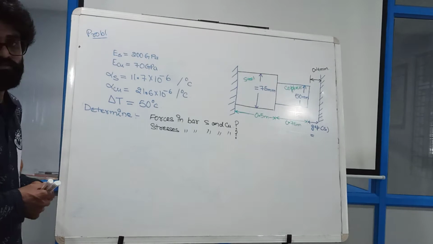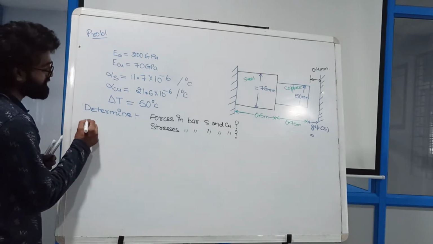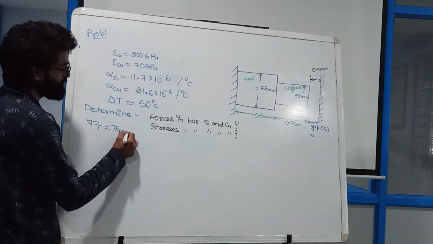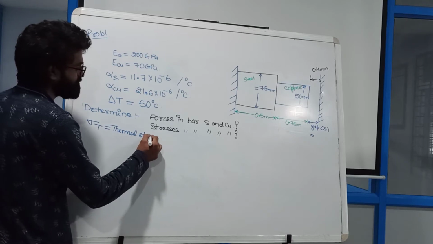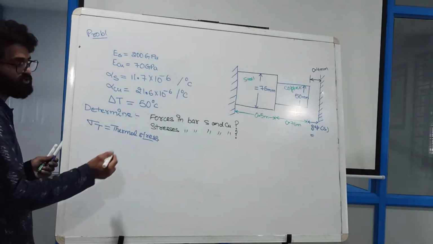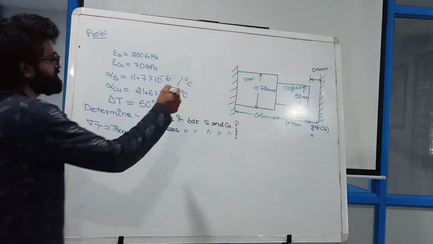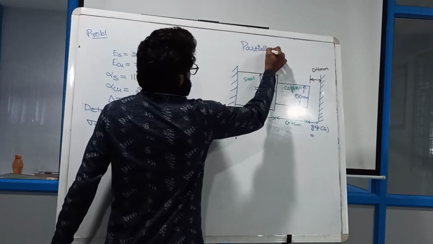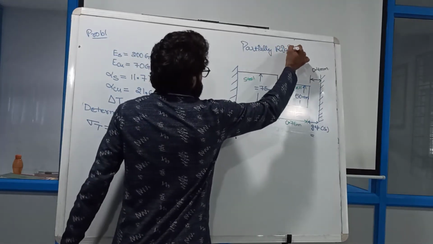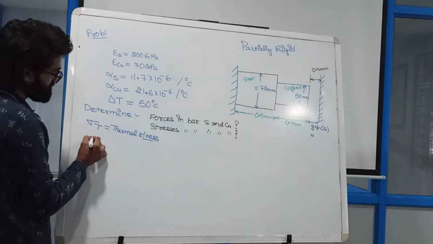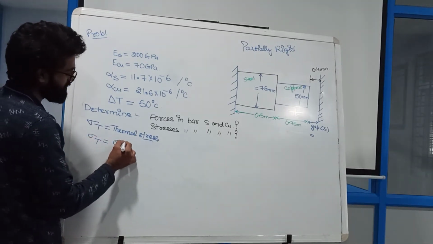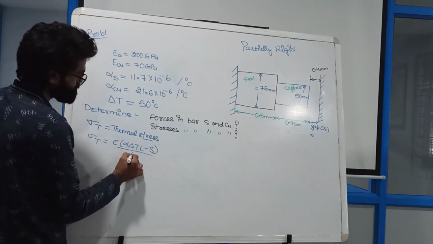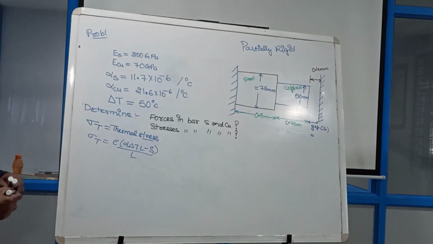But see, the thing that you have to understand in this question, nowhere they have asked me to calculate sigma T. They didn't ask me to calculate thermal stress. If they asked me to calculate thermal stress, definitely I will use the formula for the partially rigid case. And what is this case? This case is for partially rigid case. So for partially rigid case, I know my sigma T is equal to E into alpha delta T times L minus delta divided by L. This is the case. But they didn't ask me thermal stress.